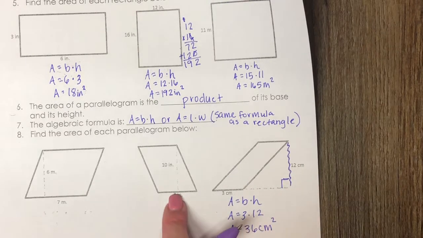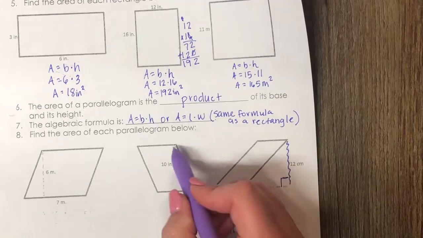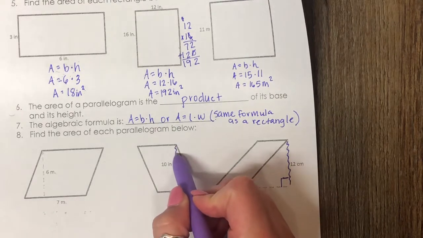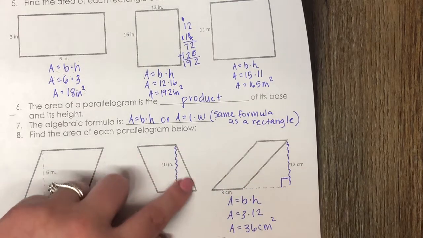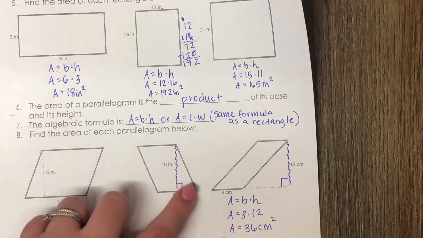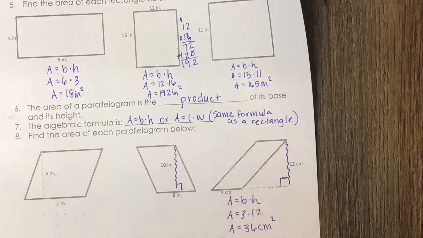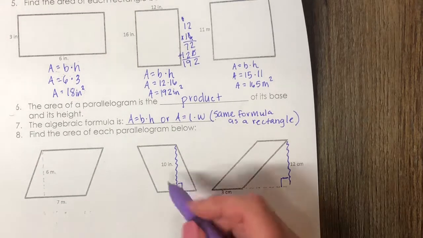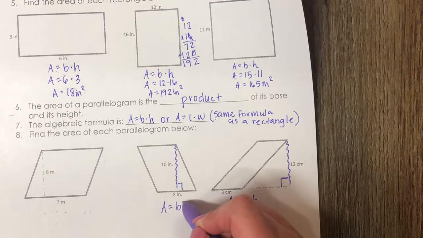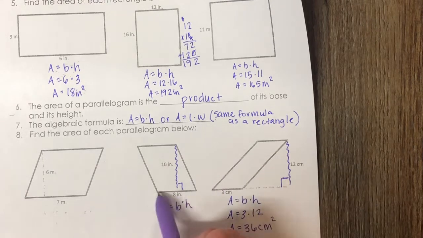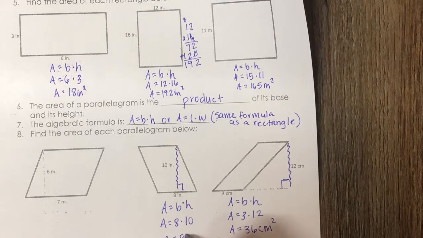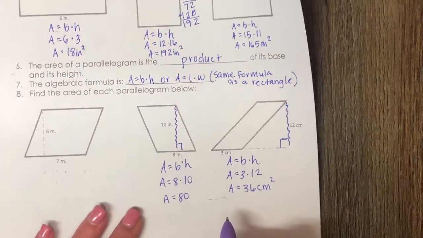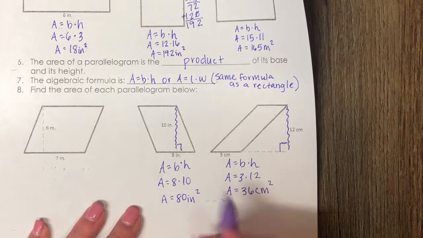The other way is like this, and our height is going to be this dotted line in the middle because once again, we need to hit the base perpendicularly. So these slanted lines can never be our height. It always has to be inside or outside, like this one, of the parallelogram. So here we write our formula. Our base is 8. Our height is 10. Area equals 8 times 10, which is 80. We're measuring in inches. So it's inches squared.